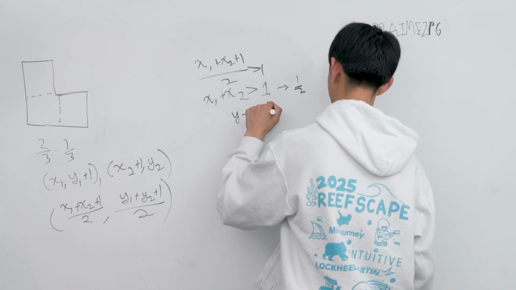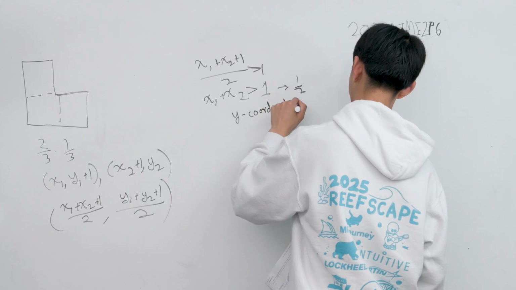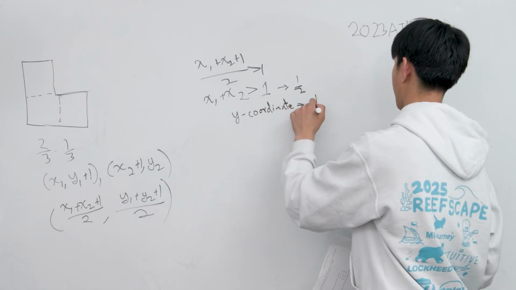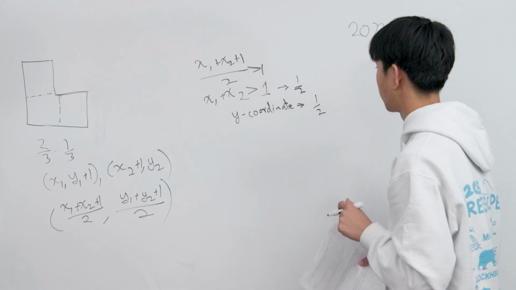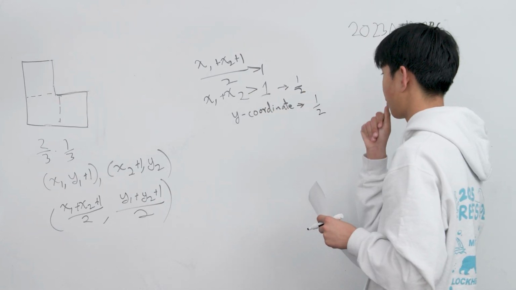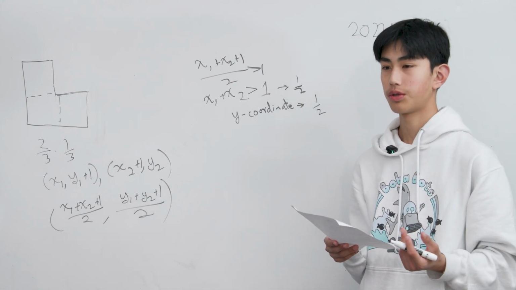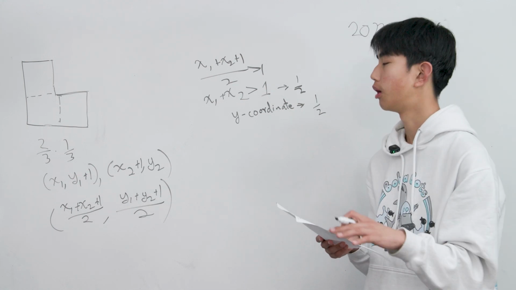Similarly, the y-coordinate also has this property of having a 1/2 probability, where this is true. And we want that because we want the midpoint to be outside of the square. So then we can just do 1 minus the complement.